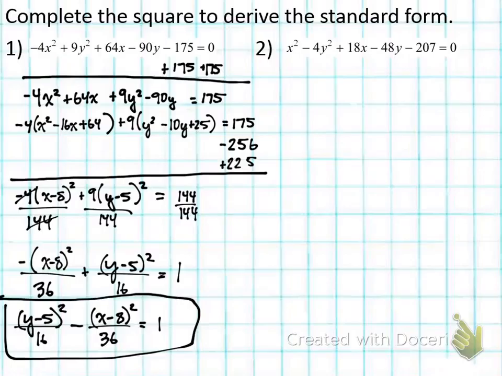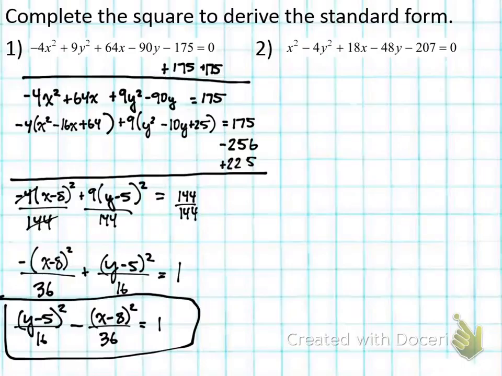And now I know what kind of hyperbola this is. Major x or major y? What's my center? 5, 8. Nope, 8, 5. 8, 5, good. What's your a? 4. B? 6. Good. Okay, did y'all get that?